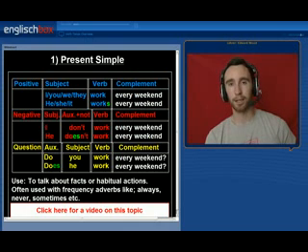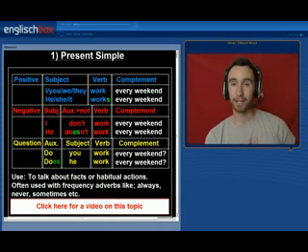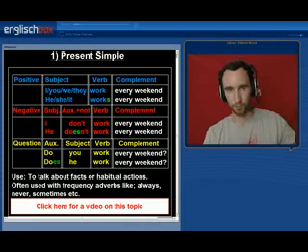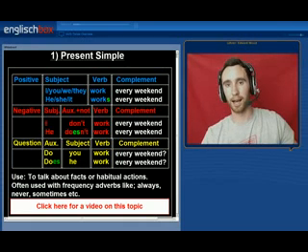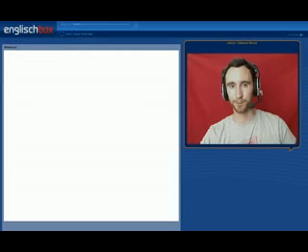Then we have the form in negative. In negative, it's very important to remember to use the auxiliary don't, or in third person, doesn't. And finally, the question form: you have to remember to use the auxiliary do, or does in third person, at the beginning, and to invert the subject and the auxiliary.